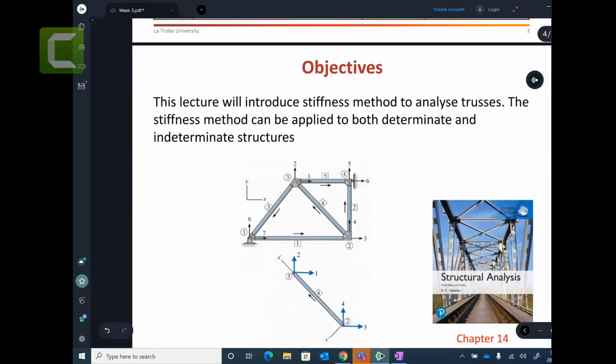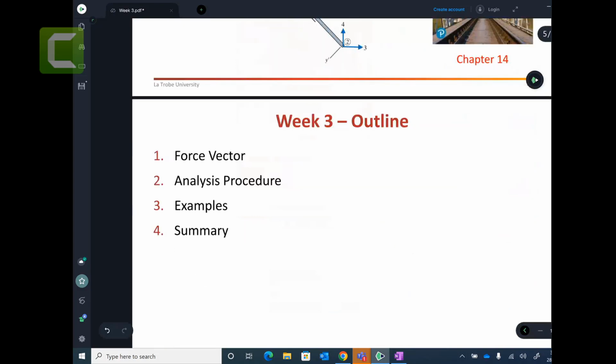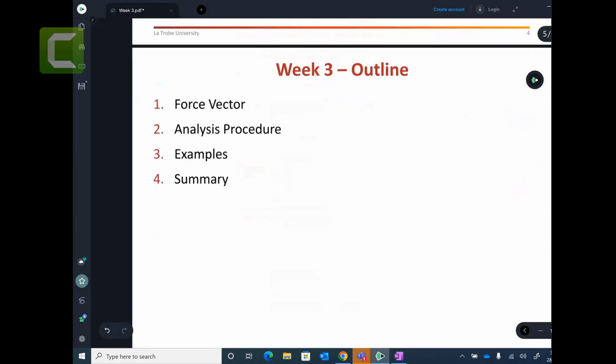Now, objective of this lecture. So this is the book that I'm talking about. The objective of this lecture is to analyze the truss systems. I think last week I already mentioned what a truss system is. We are using the stiffness method here, which is the finite element method, and we're going to use it for indeterminate and determinate structures.